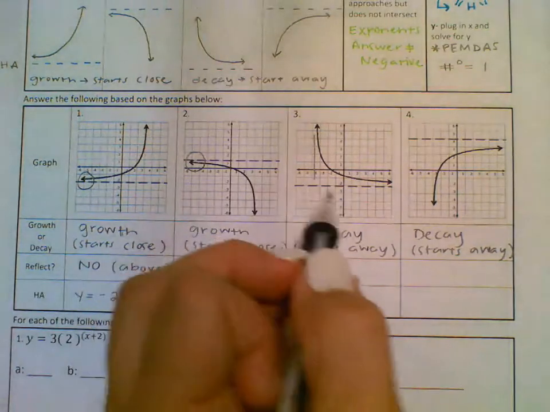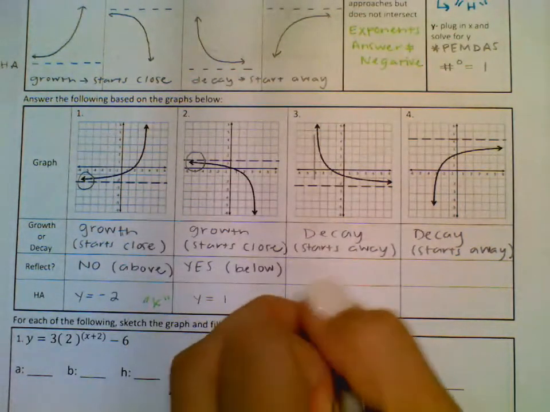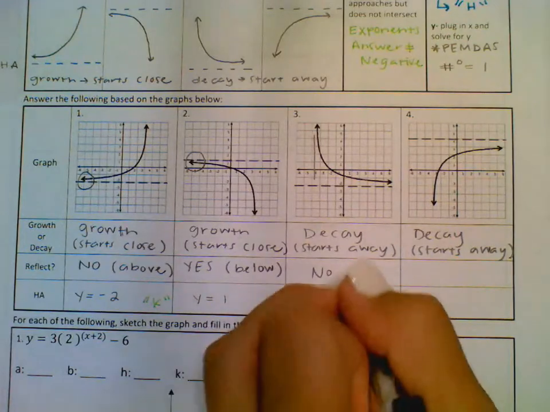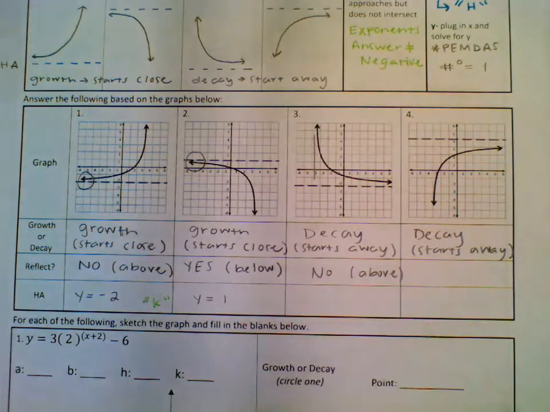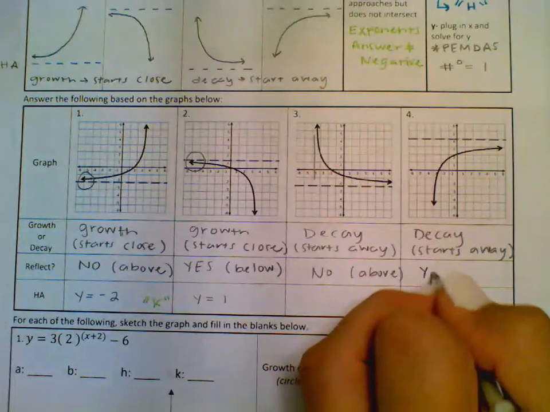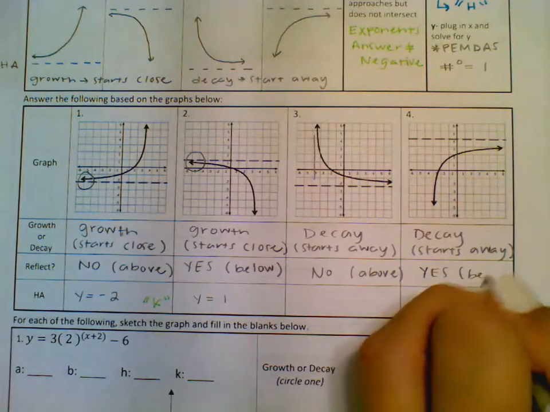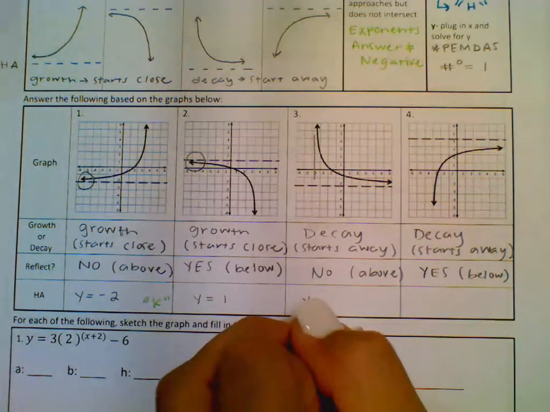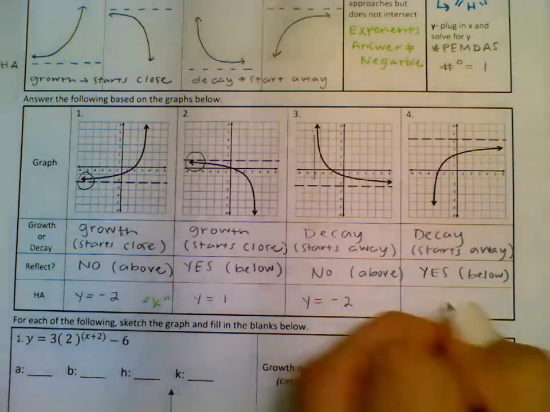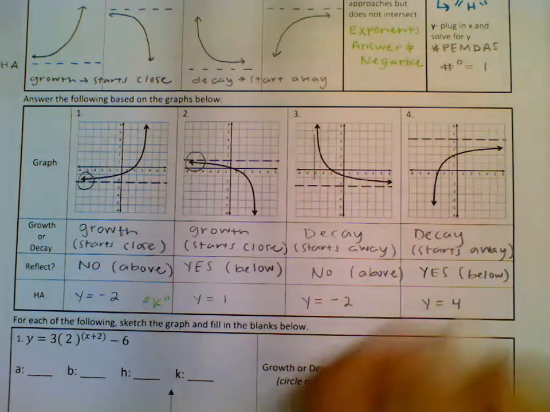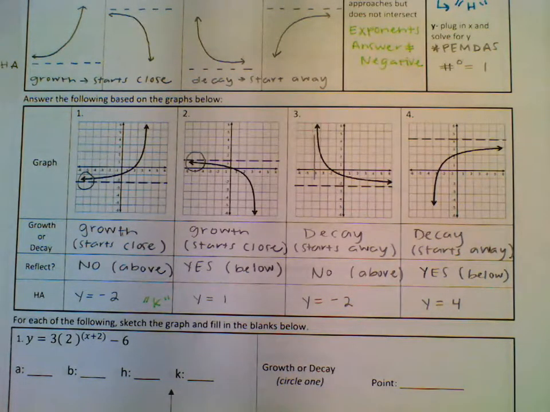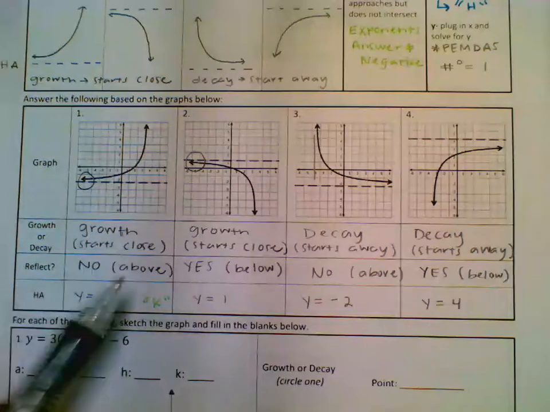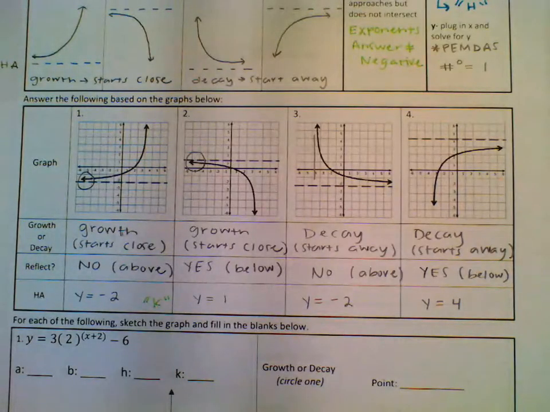Number 3, the curve is above the asymptote, so that is not a reflection. But number 4, below, so yes, there is a reflection. And then our asymptotes, this one also is y equals -2, and this is y equals 4. So that's just basic information based on the graph that you see. Do you know if it's growth or decay, if it's a reflection or not a reflection, and what is the asymptote looking at the picture of the graph?